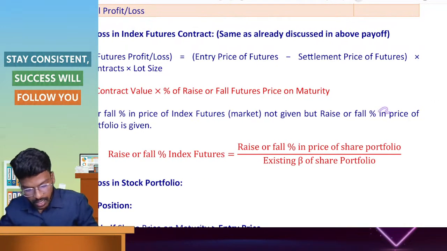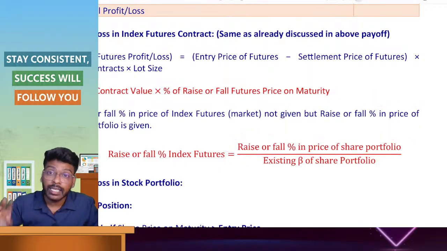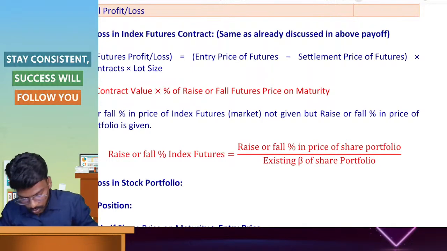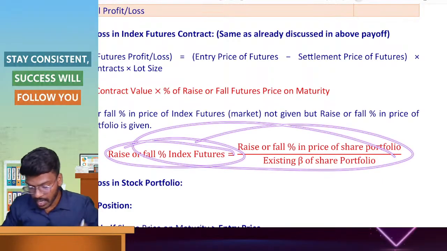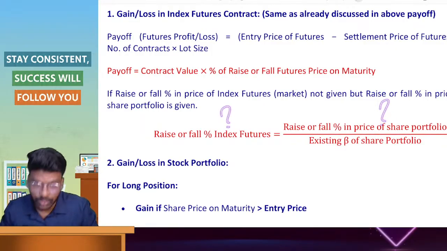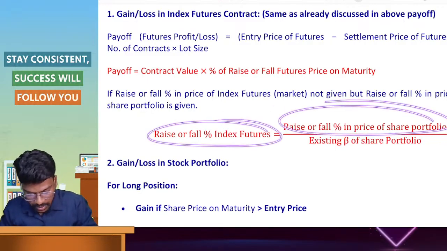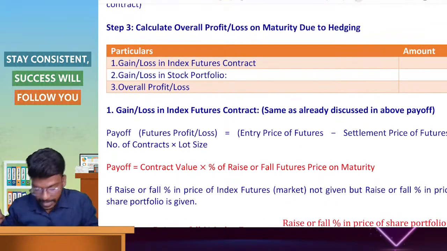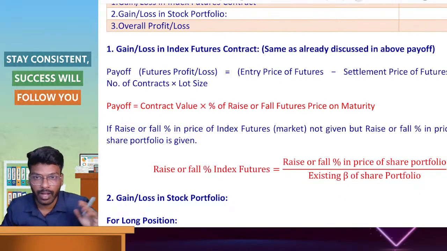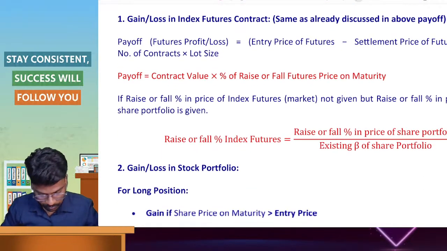If in the question they give you the rise or fall percentage in a share portfolio, that is, the share price increase or decrease is given in the question, you have to apply this formula to compute the gain or loss percentage on the index portfolio. Either this can be the unknown or this can be the unknown. You have to use this formula to compute this percentage to be applied to compute gain or loss. If this rise or fall percentage is computed, then you can easily compute gain or loss in share portfolio or index futures.